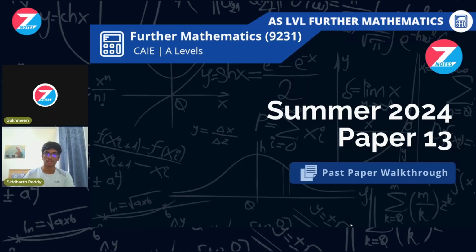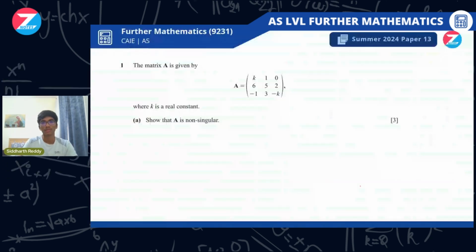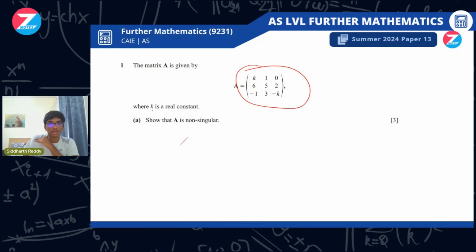Okay, so let's start solving the paper. We have the first question. The matrix A is given by this one, where K is a real constant. Show that A is non-singular. A matrix is singular when its determinant is equal to 0. So if we want to show that A is non-singular, we should show that the determinant can never be 0.